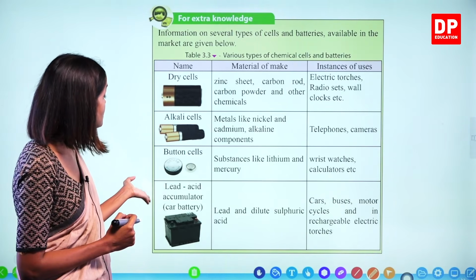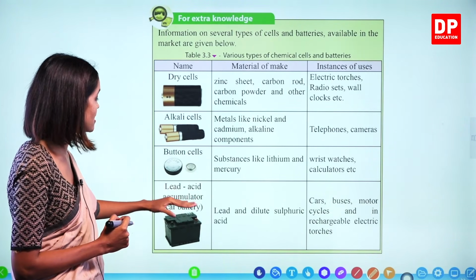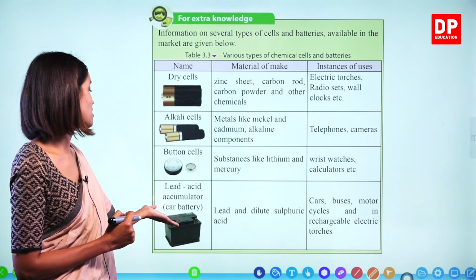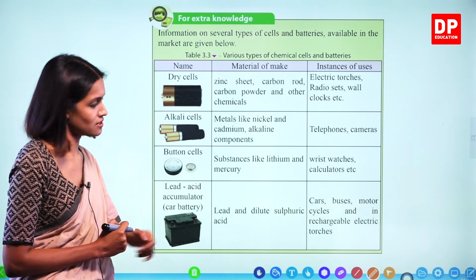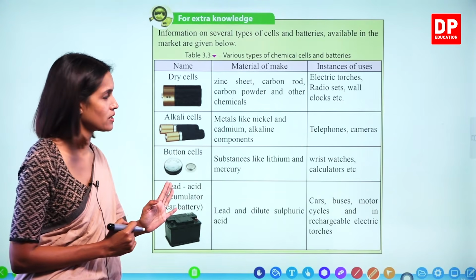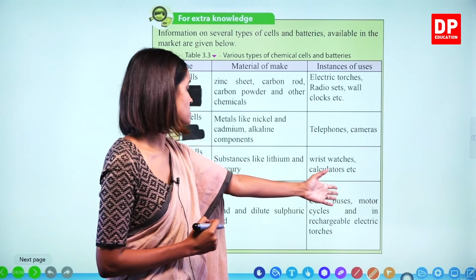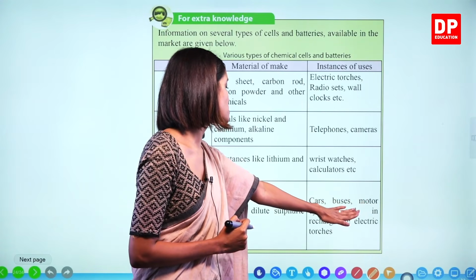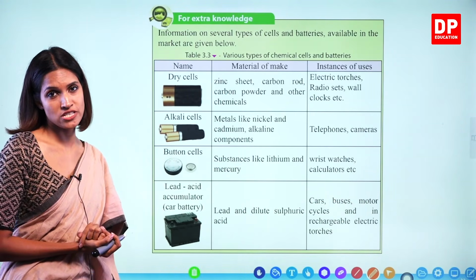And the next one, lead acid accumulator or car battery. Why do we call it a lead acid accumulator? Because it is made out of lead plates and dilute sulfuric acid. Now, lead is also a type of heavy metal, right? So, instances: in cars, buses, motorcycles and in rechargeable electric torches, we can use these types of batteries.